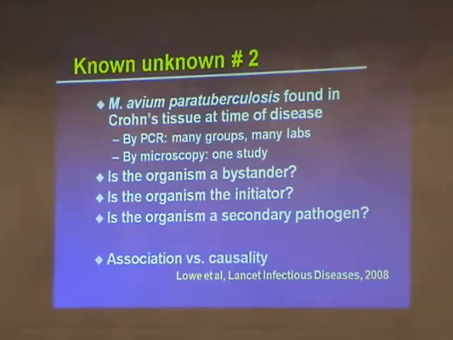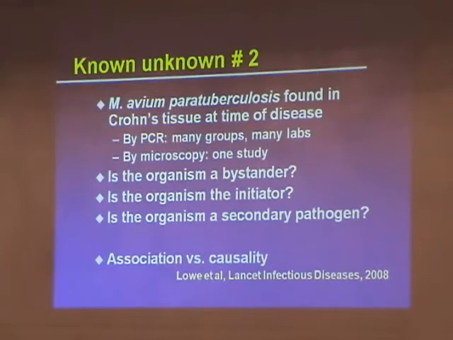So there's an association, but as I mentioned, now we're working backwards. Did we know that the bugs were there at the beginning of the disease, or did the bugs get in there during the course of disease progression? We can say now that Mycobacterium avium paratuberculosis is found in Crohn's tissue at the time of disease, often at the time of surgery. It's been done by PCR by many groups and many labs around the world, and was done by microscopy by one study.